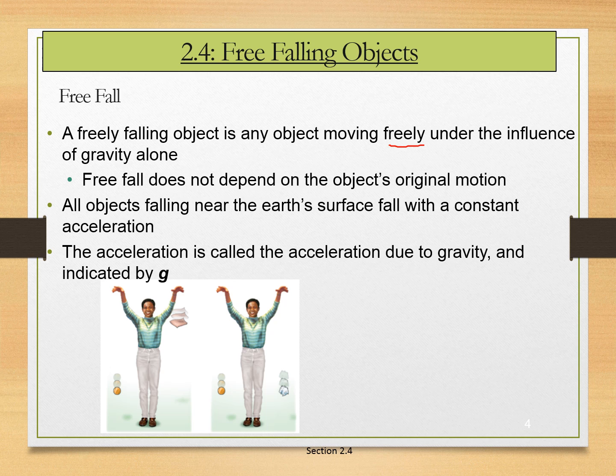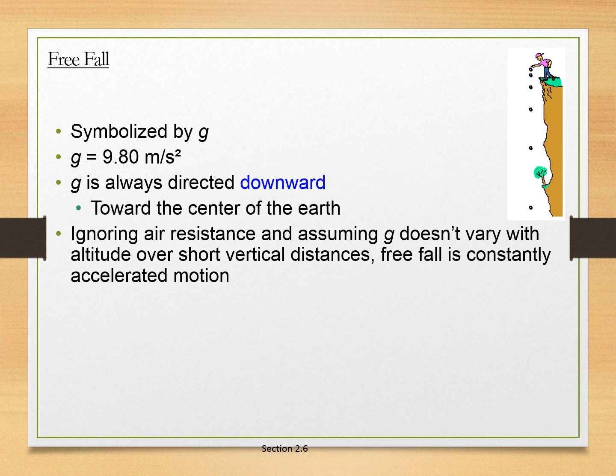All objects falling near the Earth's surface fall with a constant acceleration. Acceleration tells you how fast the velocity changes for every second. The acceleration is called the acceleration due to gravity and is indicated by the symbol g. The magnitude of g is 9.80 meters per second squared, and g is always directed downward, which is toward the center of the Earth.